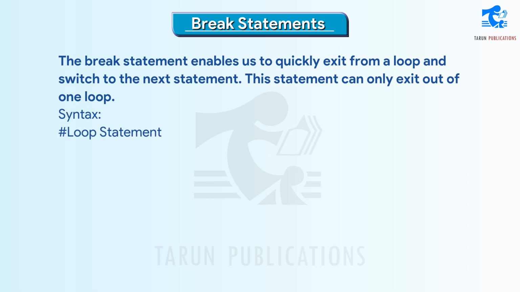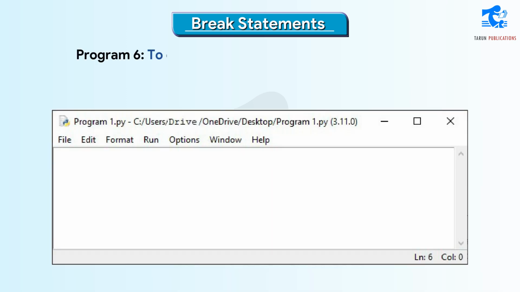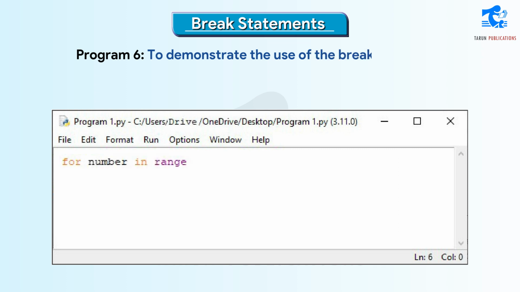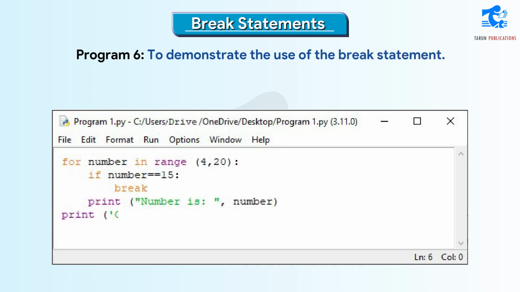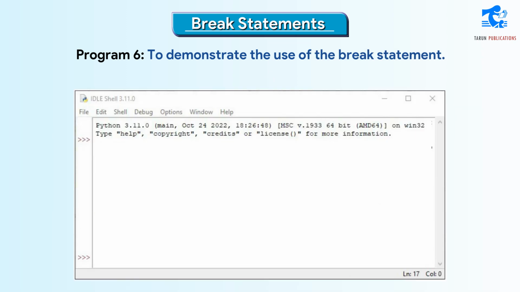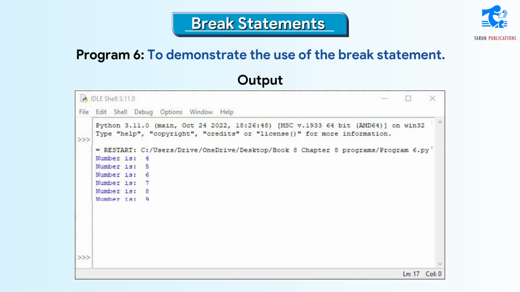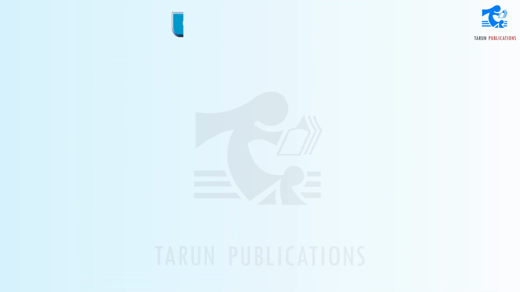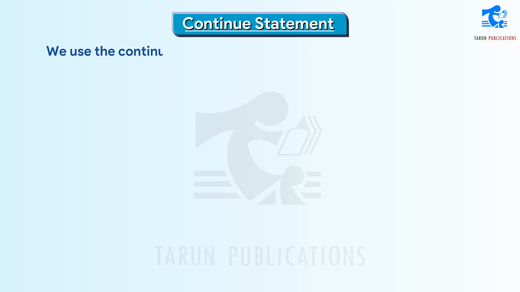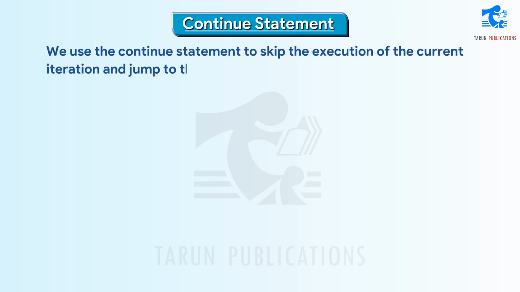Syntax: loop statement, break. Program 6. To demonstrate the use of the break statement. Code. Output. Continue statement. We use the continue statement to skip the execution of the current iteration and jump to the beginning of the loop for the next iteration.